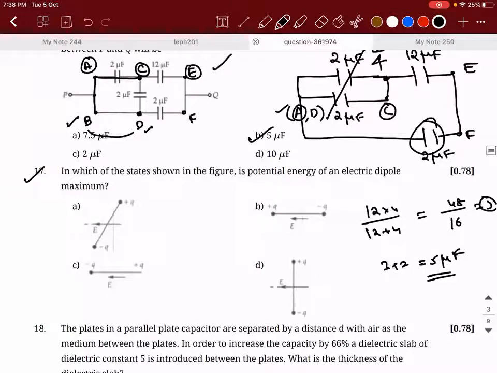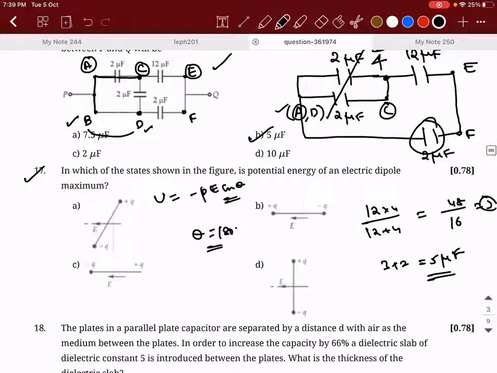17th. In which of the states shown in the figure, the potential energy of the electric dipole is maximum? So U is equal to minus PE cos theta. When will the potential energy be maximum? When it is in unstable equilibrium. What should be the value of theta? 180 degrees. Angle between the electric field and the dipole moment. So what is the answer? C, correct.